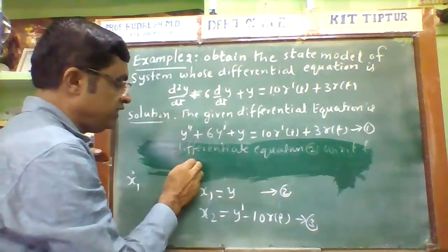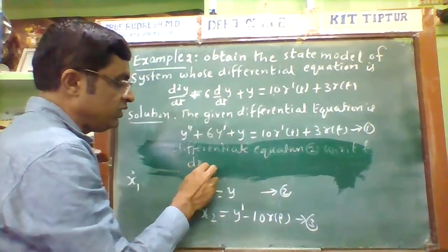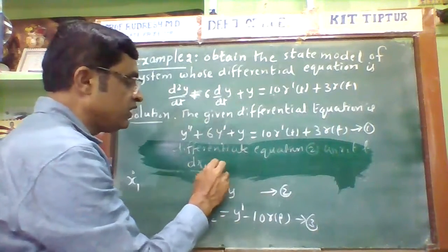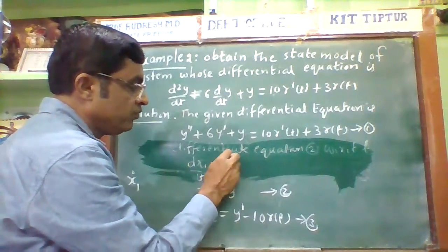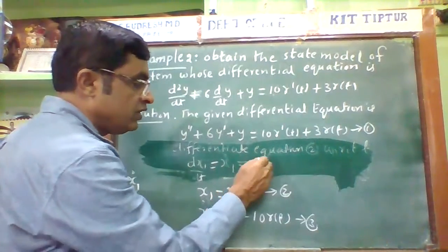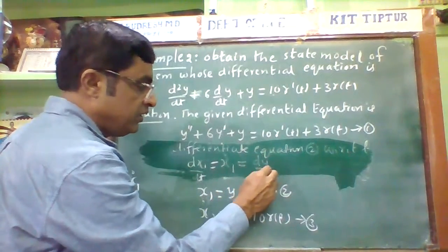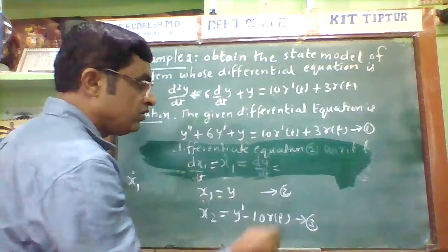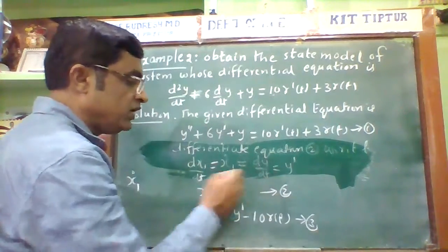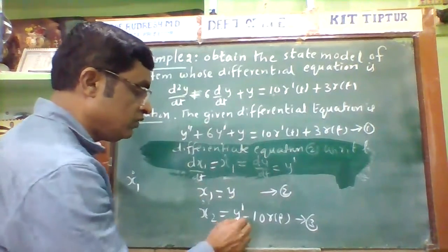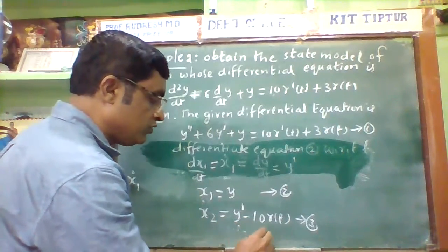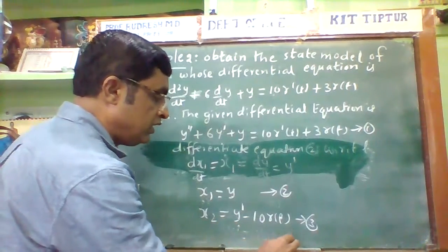Now, if I differentiate, what will be the value? dx1 by dt, if I differentiate the left hand side, this can be written as x1 dash or x1 dot. Now, what is on the right hand side? If I differentiate dy by dt, this can be written as y dash. Now, what is the value of y dash? y dash is equal to x2 plus 10 into r of t.